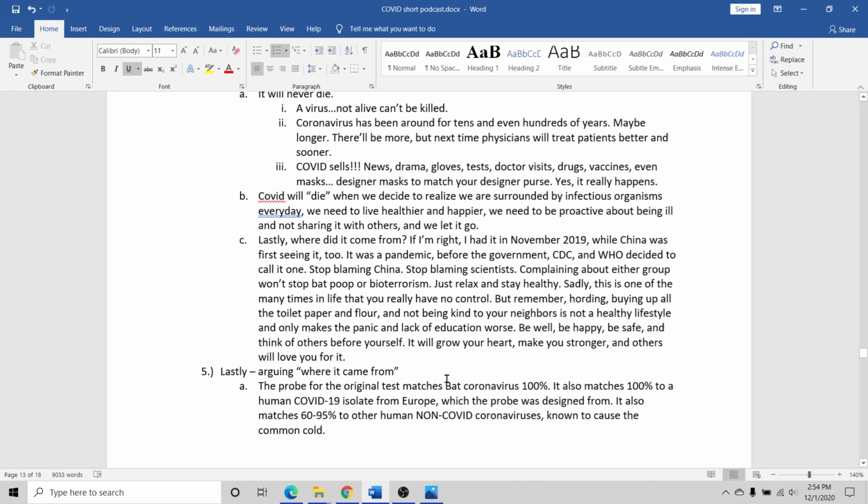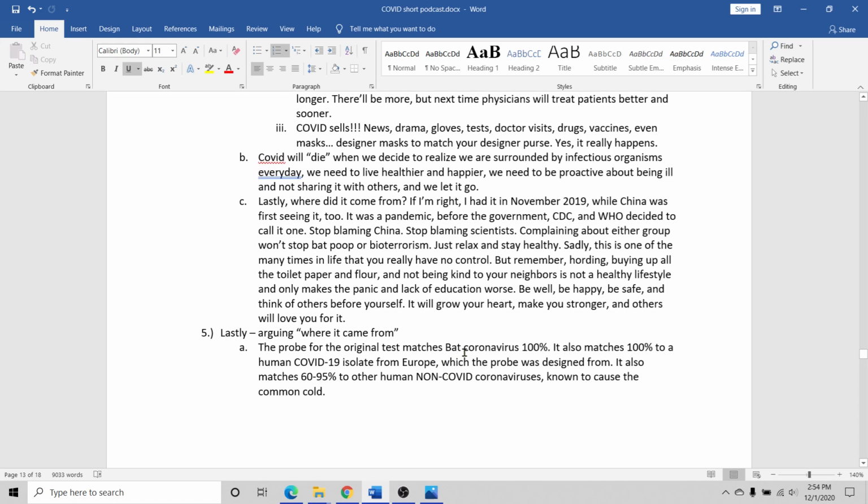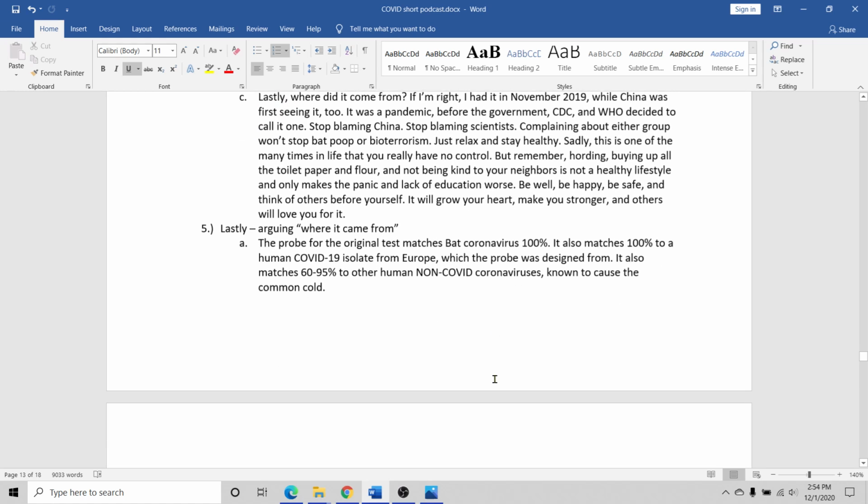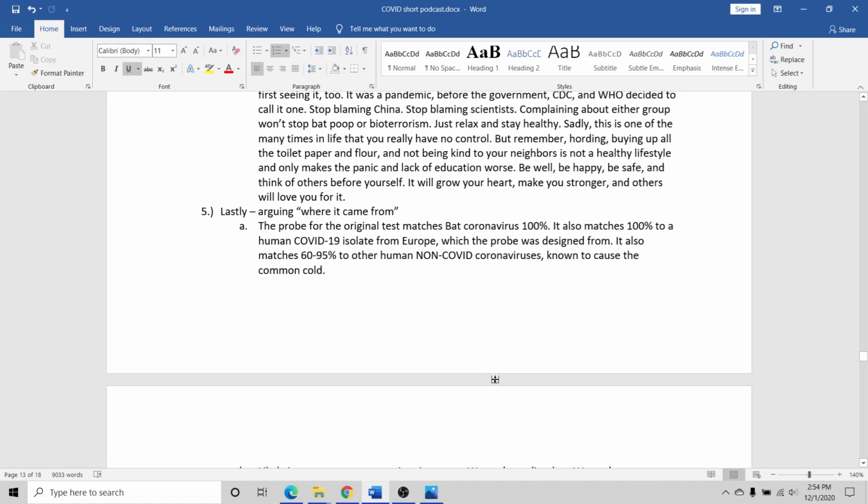All right, so again, stop arguing over where it came from. I told you about the matches that it makes at 100%. These probes match 100% to certain bat coronaviruses that have been isolated out there. It matches 100% to a human COVID isolated from Europe. It matches up to 95%, even 100% to non-COVID coronaviruses that we already have on hand, that we already know a bunch about, and that are already out there, that we could be seeing positive cases of non-COVID coming up in these tests. So let's not argue where it came from.